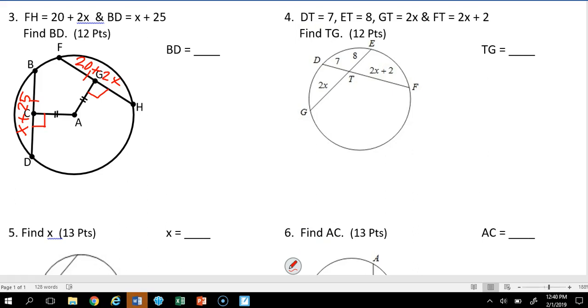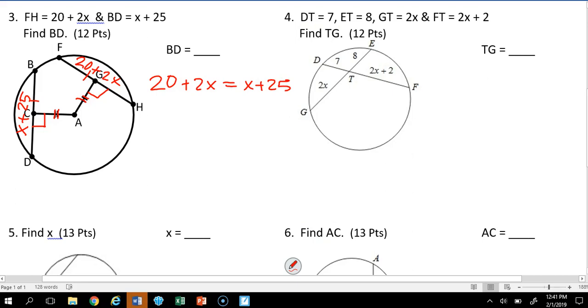So these two chords are congruent because they are the same distance from the center. That's what these tick marks right here tell us. And because they're right angles to those lines that are from the center, which means they're perpendicular. So we're going to set these two equations equal to each other. 20 plus 2x equals x plus 25. We're going to subtract x from both sides, so that gives us x over here.